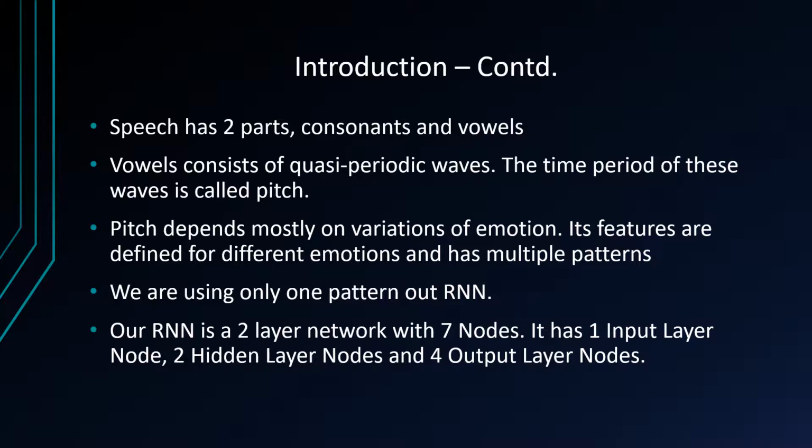Here we'll be using only one pattern for every emotion to train a recurrent neural network. Our RNN is a two-layer network which has 7 nodes. It has one node in the input layer, 2 nodes in the hidden layer, and 4 nodes in the output layer.